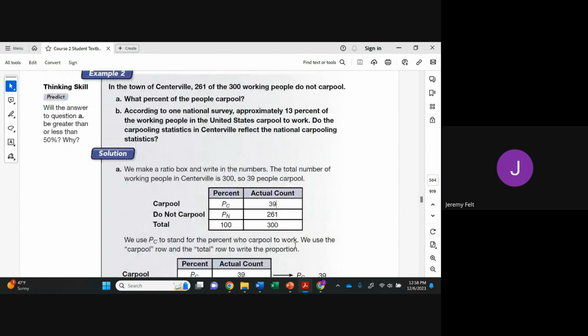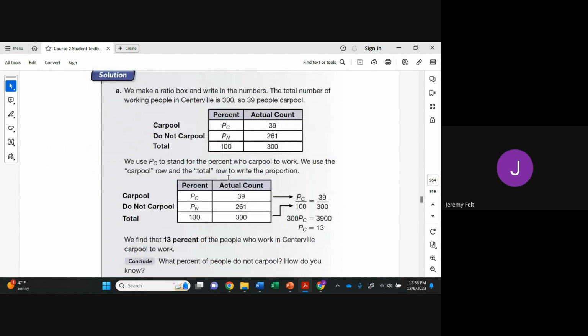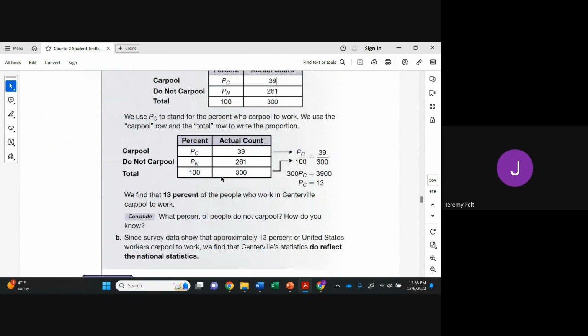B, according to one national survey, approximately 13% of the working people in the United States carpool to work. Do the carpooling statistics in Centerville reflect the national carpooling statistics? Yes, since we got 13% that do carpool, it's exactly a reflection of the national statistics.